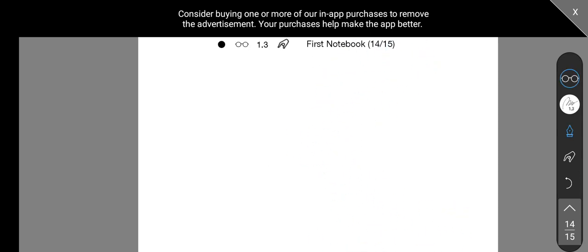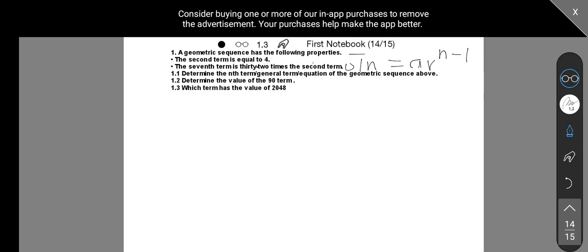Now we are moving to the second question. Let's write number 1 here. Number 1.1, the answer was Tn is equal to A, A was 2, so 2 multiplied by 2 to the power of n minus 1. That was 1.1.